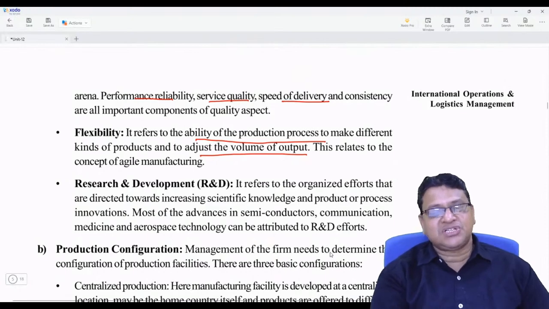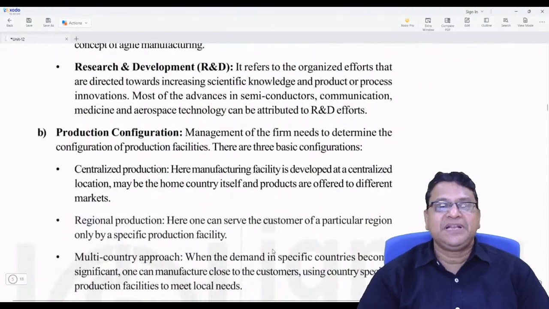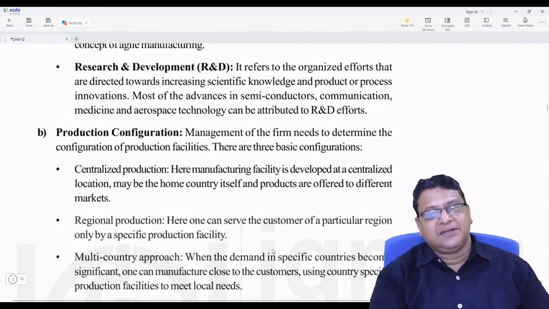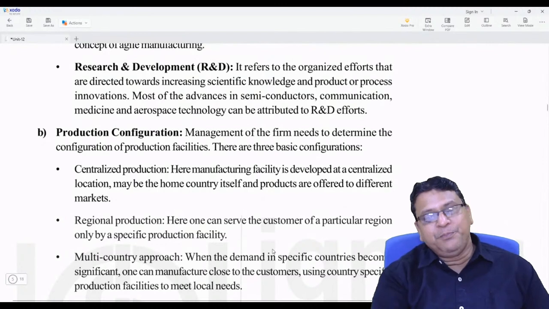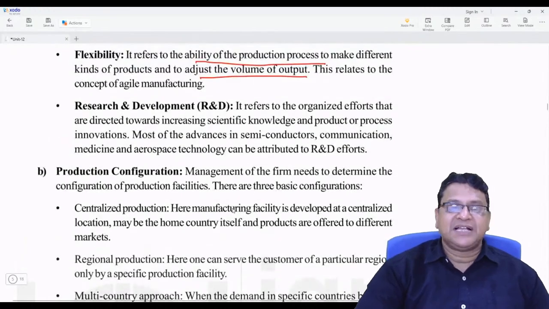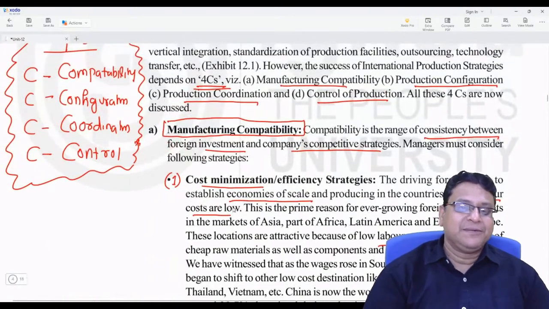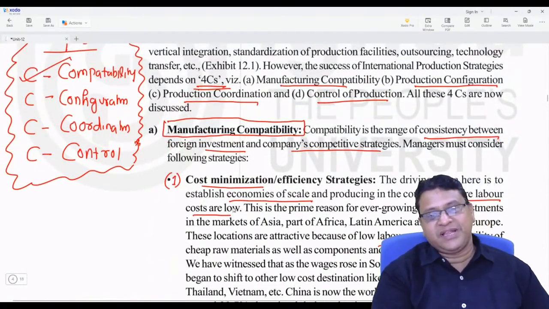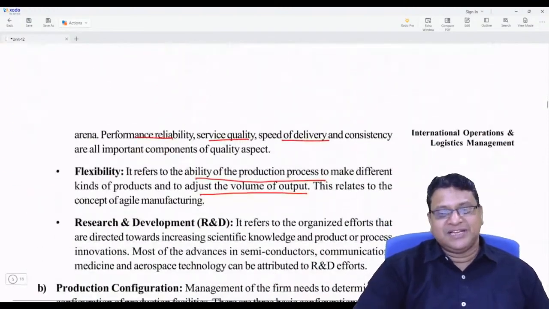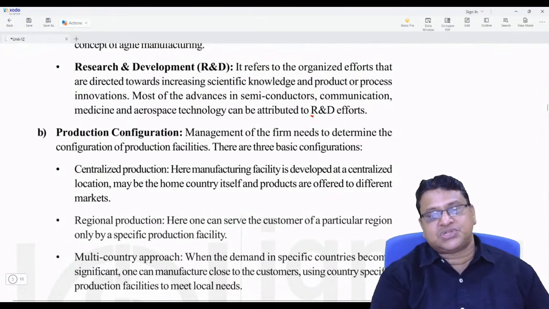Then one is research and development. It refers to R&D activities. R&D activity means producing a product after due research and development. There should be continuous improvement in your product. That is known as first C. What is first C? First C deals with your manufacturing compatibility. Compatibility over. You have to produce in such a way that your cost is minimized, the product is dependable, quality is assured, there is flexibility in production, and production must be backed by proper R&D efforts.